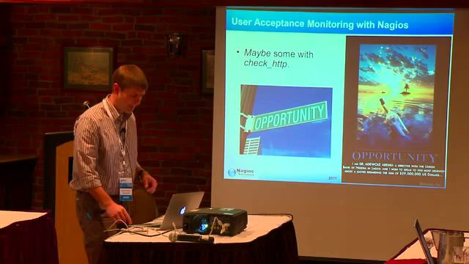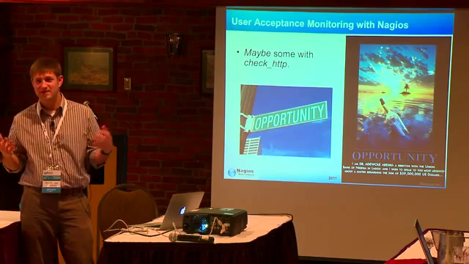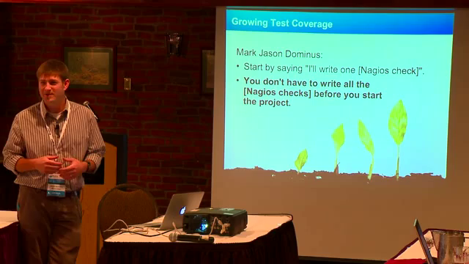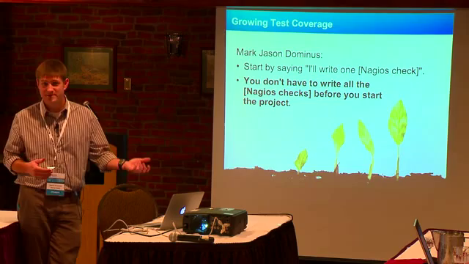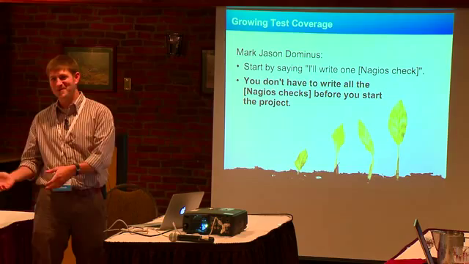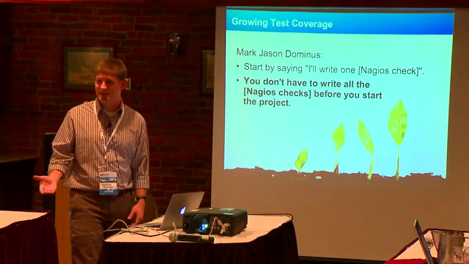So when you start thinking about all the things you could be monitoring, one of the first things that happens is you get overwhelmed and you get paralyzed because you don't know where to start. That's common with software testing too, and I have some good advice here from Mark Jason Dominus from the Perl community. He says, start by saying, I'll write one test, or one Nagios check. You don't have to write all of them before you start your project. Even though test-driven development says we write the tests first, then we write the code, they usually do cycles where they write a few tests, then write code to match. But especially with existing applications, you can't do that, so start with one.